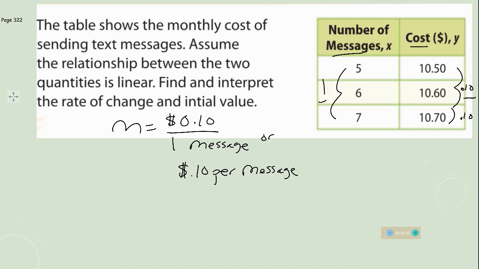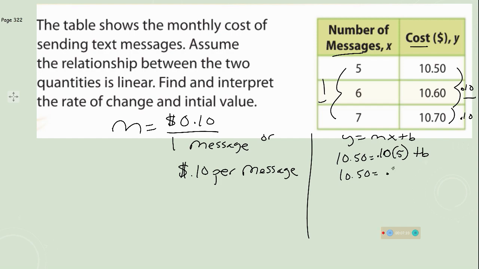Now you can take the table and go all the way back to 0 if you want to. That's the hard way, because you'd have to go for 4, 3, 2, 1, and then down to 0. Or simply plug in. Okay? So we know for 5 messages, so if y equals mx plus b, we know the cost is $10.50. We know that the number is 5. And we know it goes up 10 cents for every one. So 10 cents times 5 plus b. So 10.50, 10 cents times 5 is 50 cents.